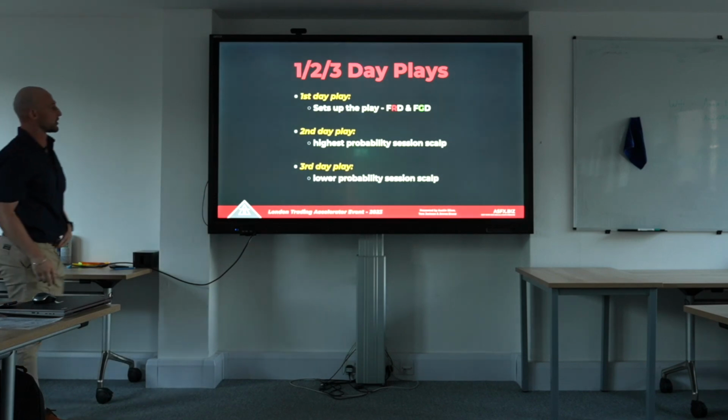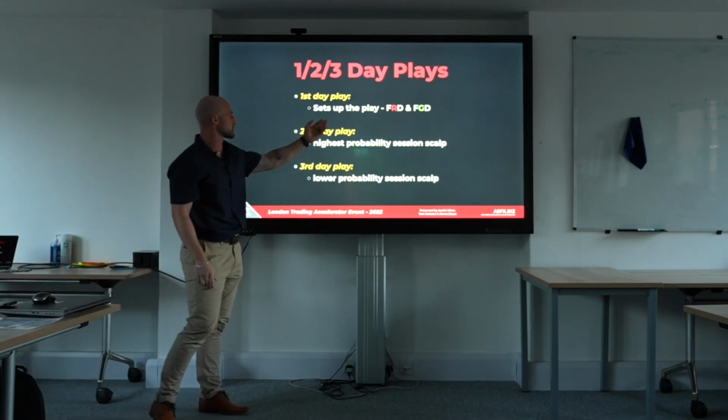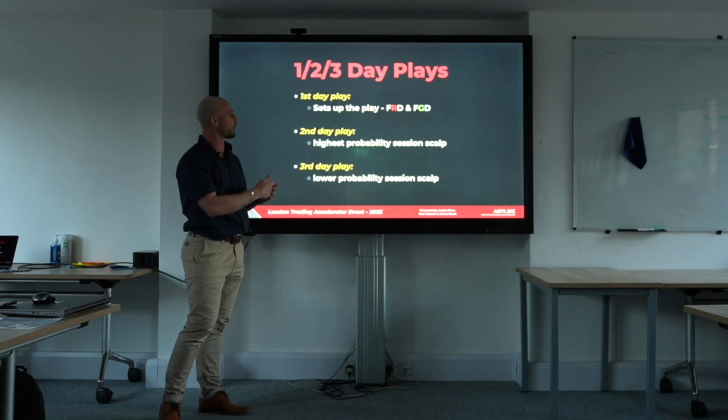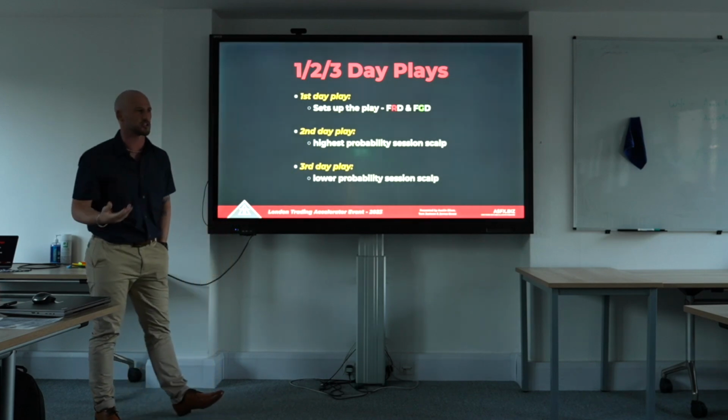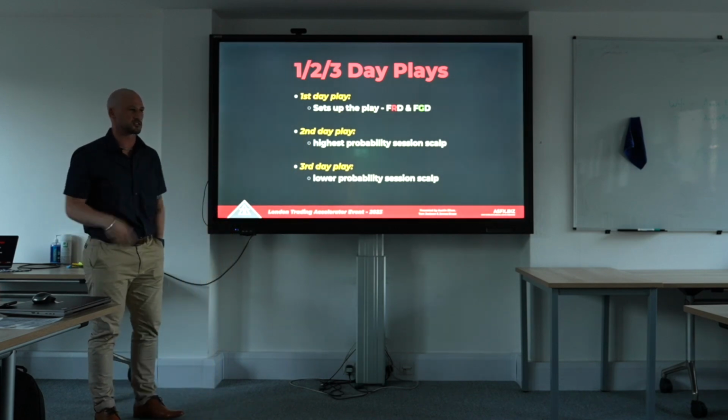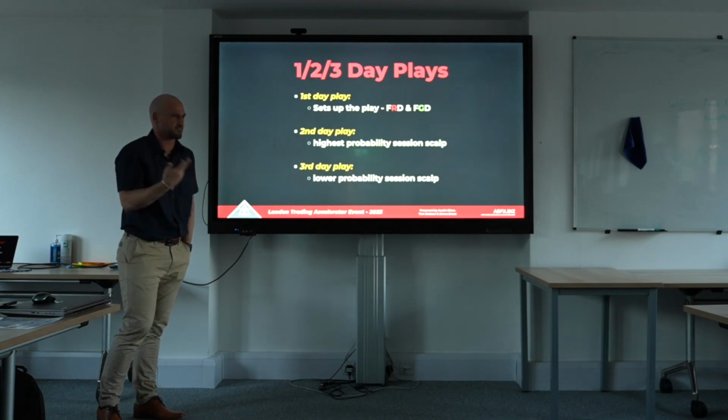But yeah, over here, the first day play sets up. So first red day after an uptrend, or first green day after a downtrend sets up the second and third day play. This is my highest probability. The reason I call it a session scalp is just a term that I've deemed it, because of the box. Session scalps is just something I named it, right?